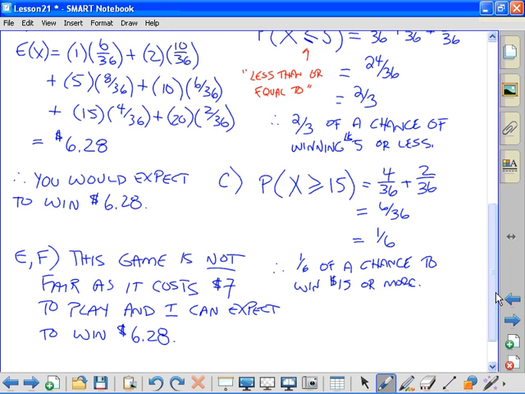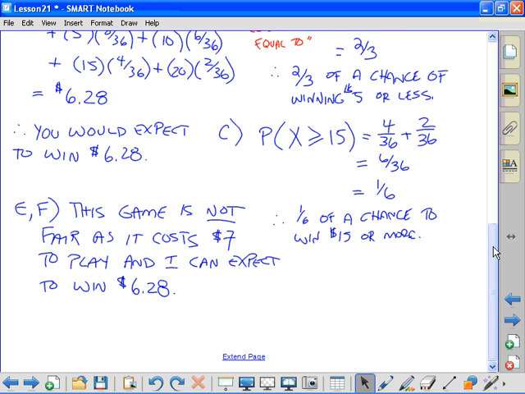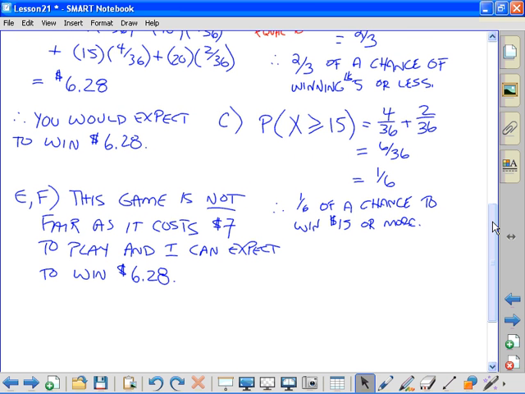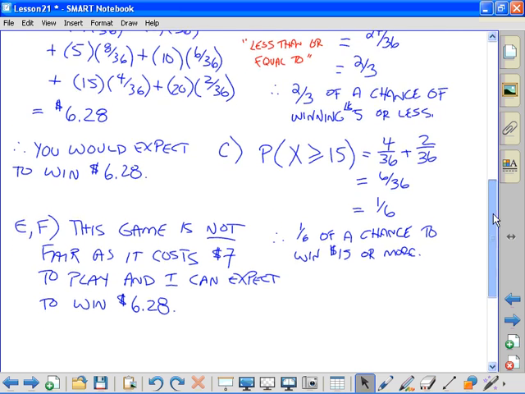Now, this is what gambling's all about, right? The gambling is always beating the odds. You're never ever going to sit down in a casino game and it's in your favor. So keep that in mind. But for this particular game, no, it's not fair because I'm going to lose money on a long-term game process.